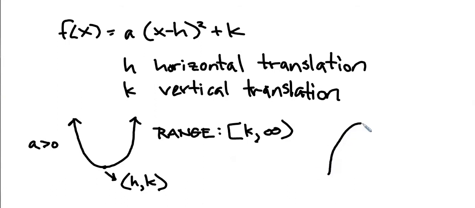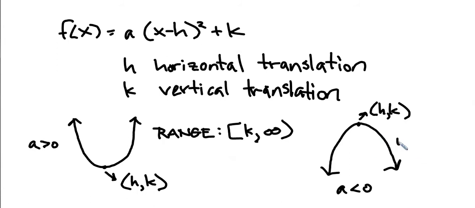If a is negative and we have a quadratic that opens down, this was a being less than 0, then our vertex here is actually a maximum. And so this point, again, is h comma k. So the range for this one then, the lowest value of y would be negative infinity, comma, and it would go all the way up to this maximum point that has a value of k. And again, that would be included.